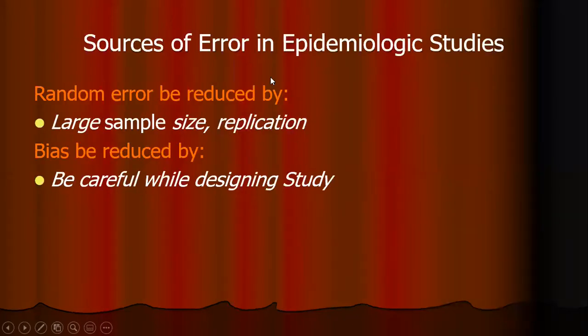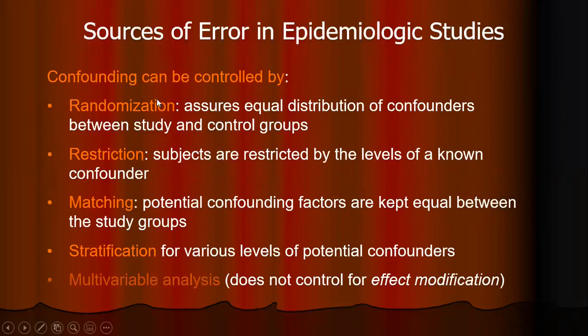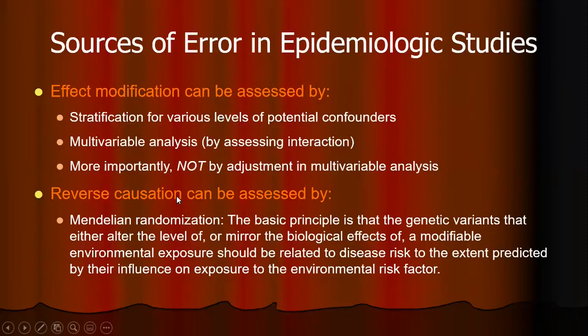So how do we tackle these sources of error? Random error can be reduced by large sample size and replication of study design. Bias can be reduced simply by being careful while designing our study. Confounding can be controlled by randomization, restriction, matching, stratification, and multivariable analysis. Effect modification can be assessed by stratification for various levels of potential confounders and multivariate analysis. Reverse causation can be assessed by Mendelian randomization.